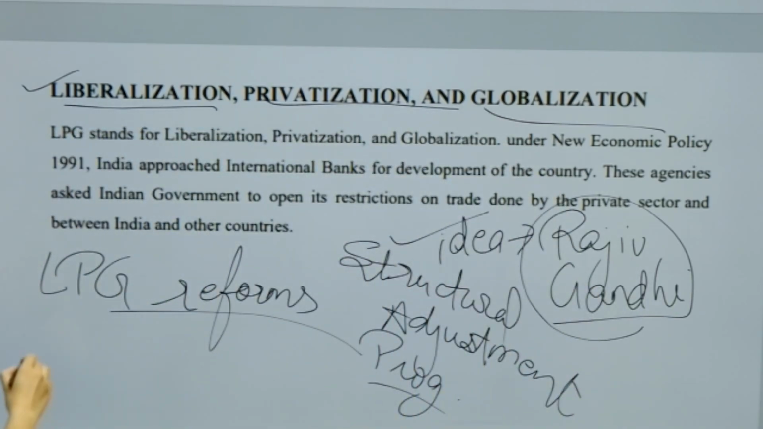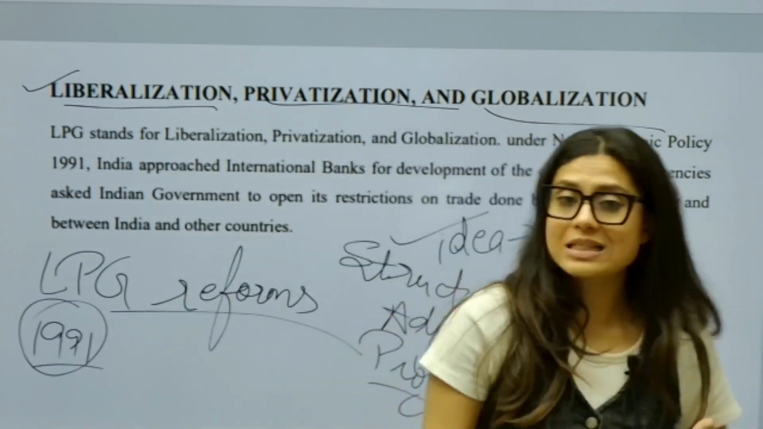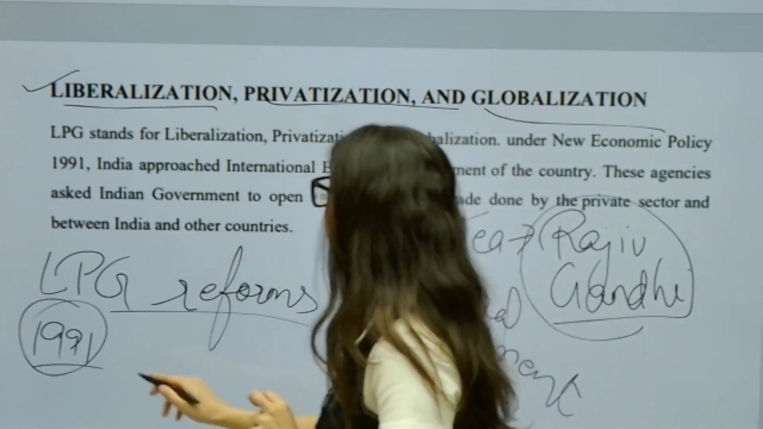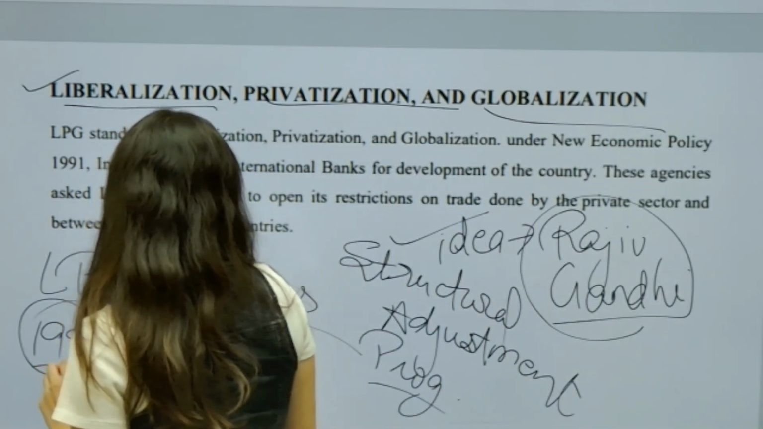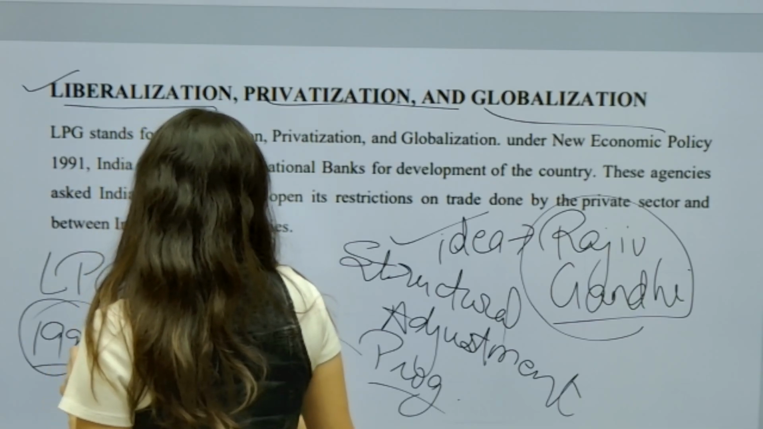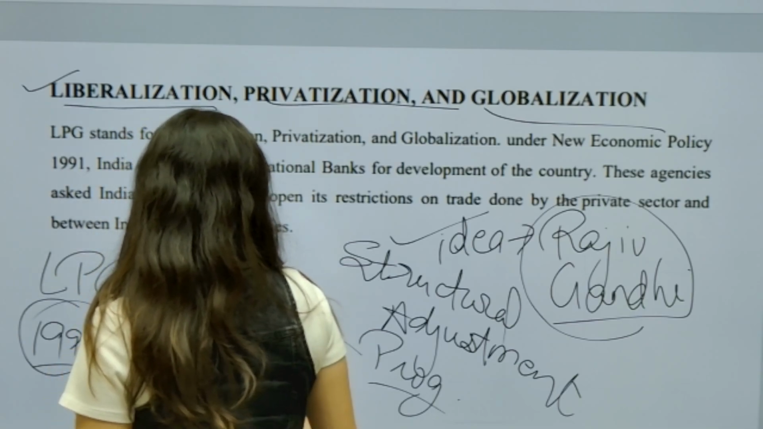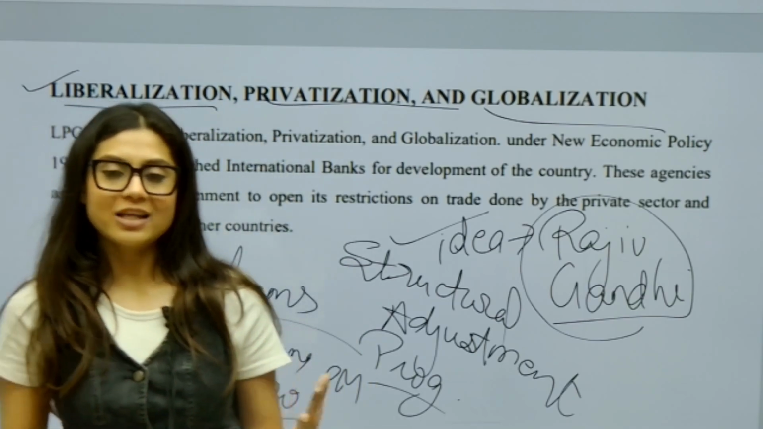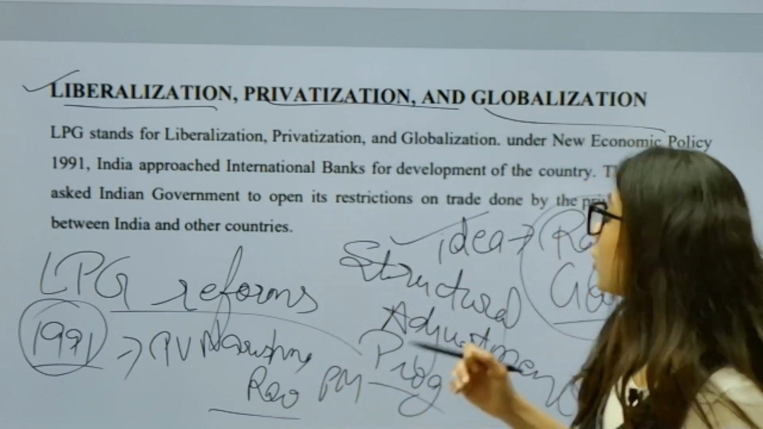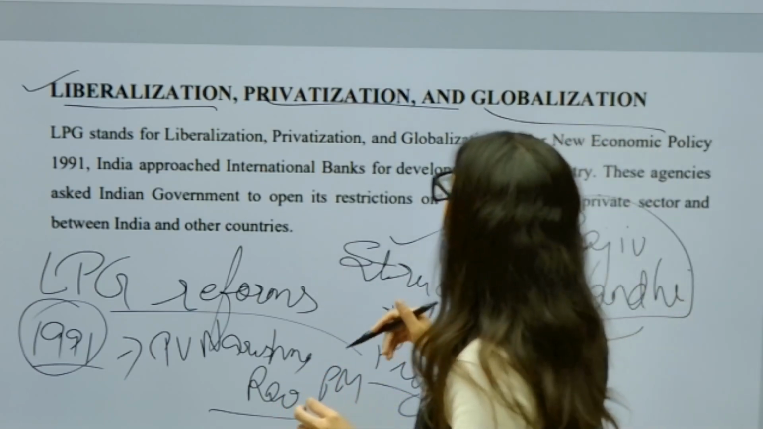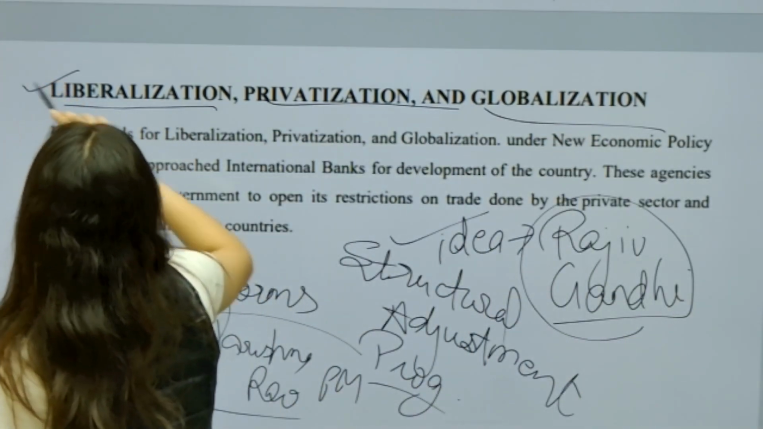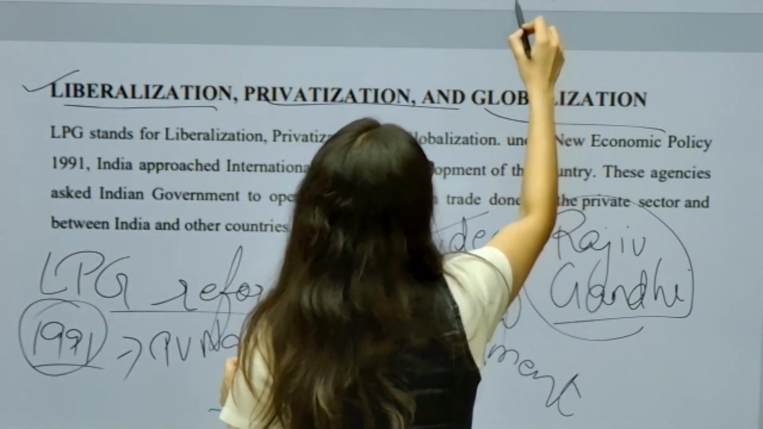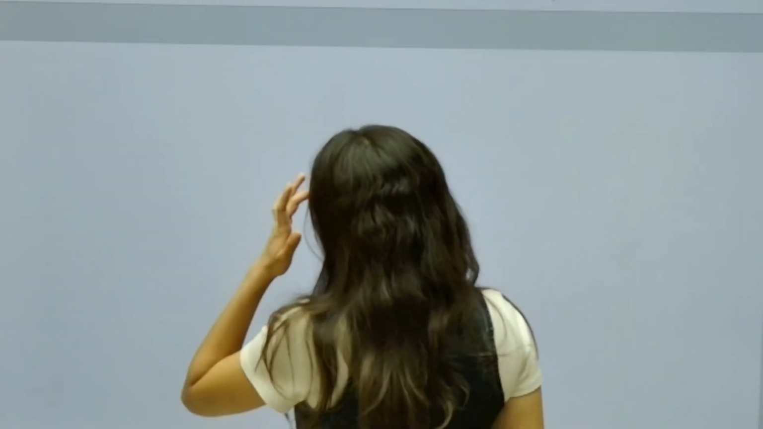But what happened in the year 1991? Congress was re-elected, but Rajiv Gandhi died. He was assassinated, and then Prime Minister PV Narasimha Rao introduced it. He was the Prime Minister in 1991. He took this challenge in his own hands, and he took the responsibility of introduction of the structural adjustment program, which came to be known as LPG reforms.